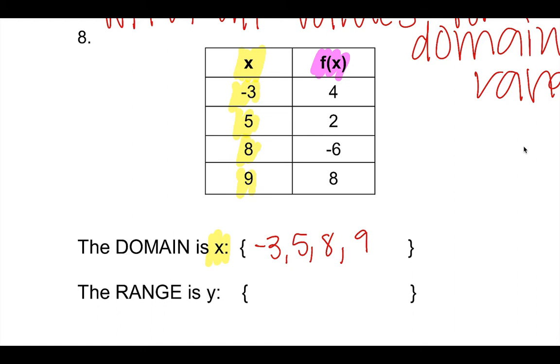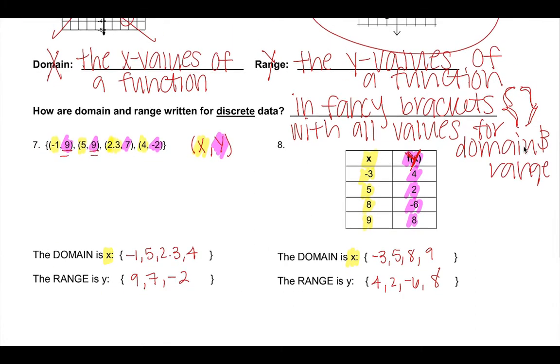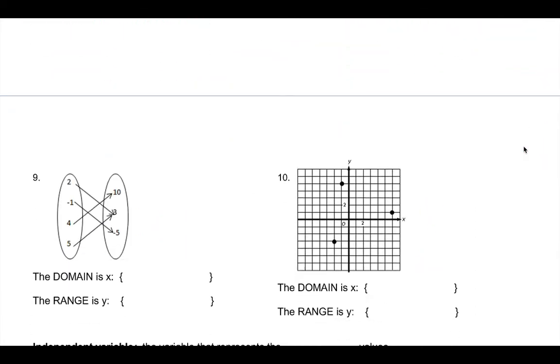So these are going to be my y values. F of x is just a fancy way of writing y, just a new way of writing y. That's all that is. So if you just want to write y on top of there, that's fine with me. So these are all the y values. 4, 2, -6, and 8. That's all you're doing. You're just listing domain and range.